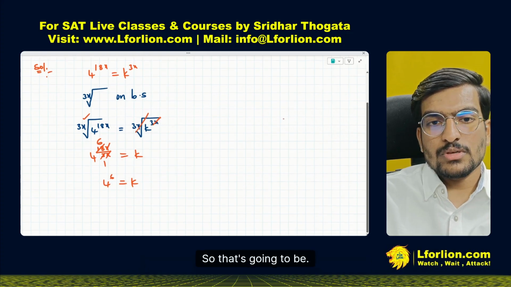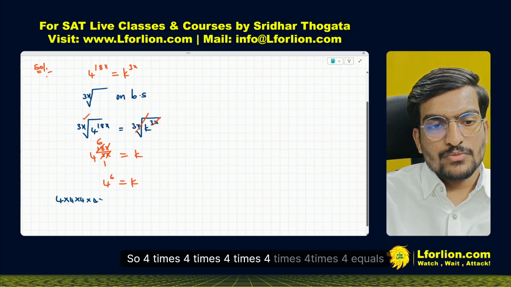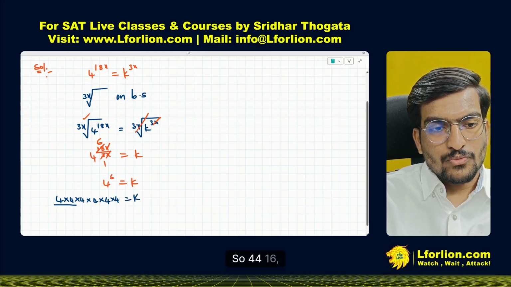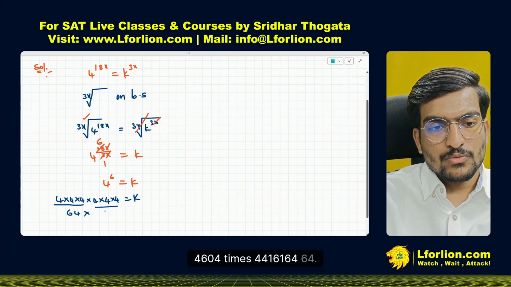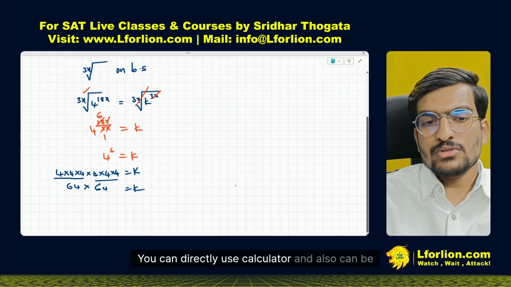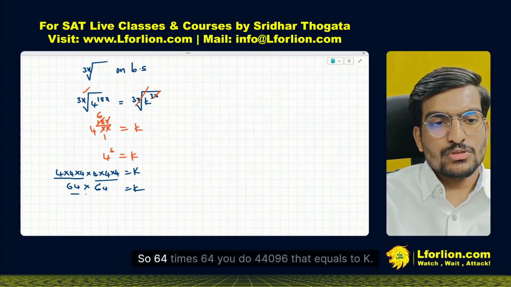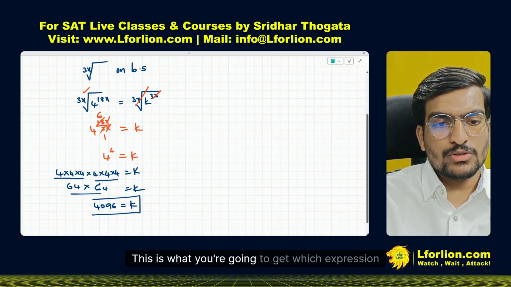So that's going to be 4 times 4 times 4 times 4 times 4 times 4 equals k. So 4 times 4 is 16, 16 times 4 is 64. So that equals k. You can directly use a calculator, and it can also be done as 4 raised to the power of 6. So 64 times 64 is 4096, that equals k. This is what you're going to get.